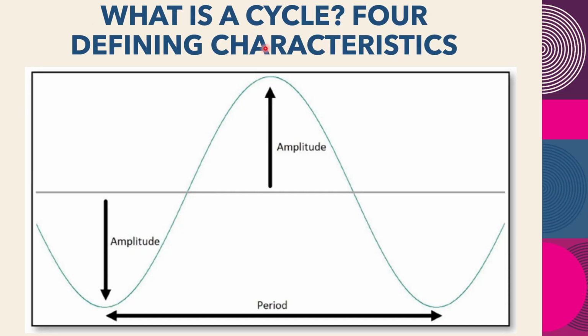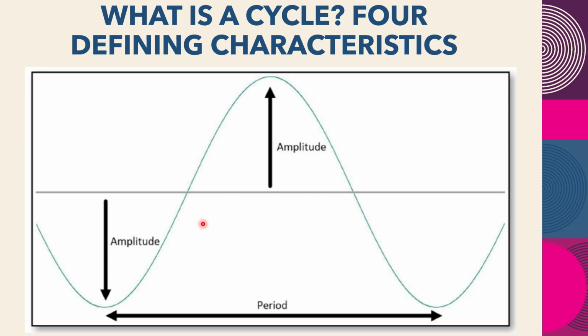What is a cycle? Four defining characteristics. A cycle refers to a simple oscillation of price movement from a trough to a peak and back lower to another trough. It takes three variables to define a cycle: period, amplitude, and phase. What is a period? Unit of time between two consecutive troughs of the same cycle. Second one is amplitude. What is amplitude? The height between a cycle midpoint and crest or trough, peak or trough. Phase. What is phase? The position of the cycle relative to its most recent trough.